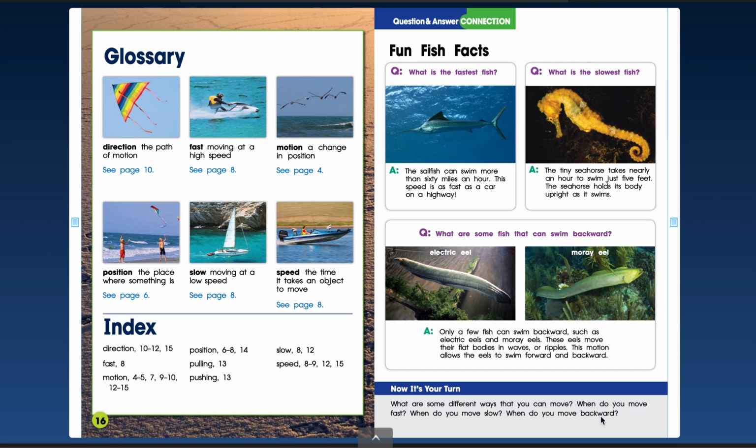All right, so you guys did a great job on this book. The next thing we're going to do is we're going to work on a writing assignment about motion. All right, so we'll get ready for that. Good job.